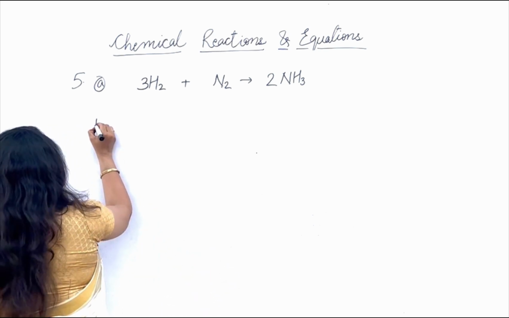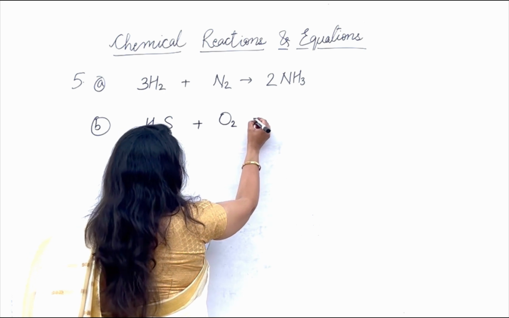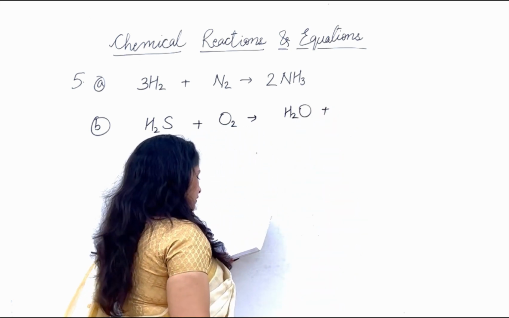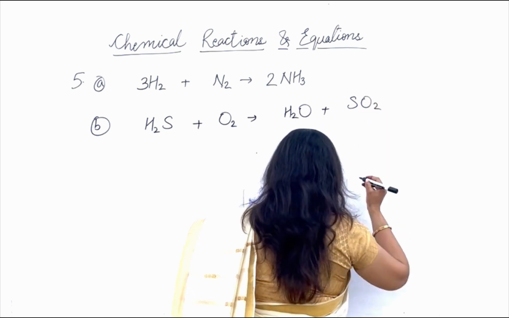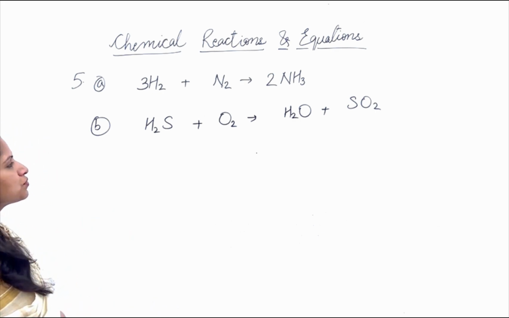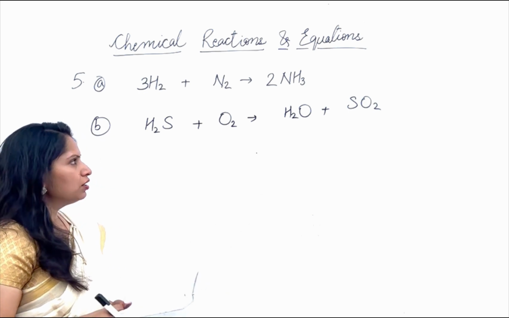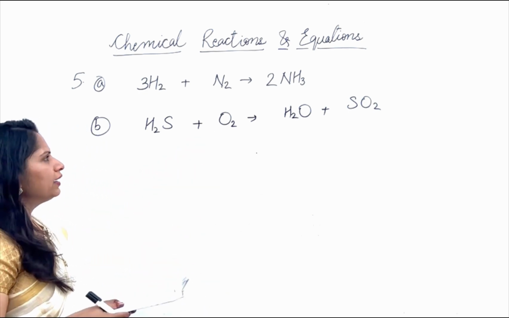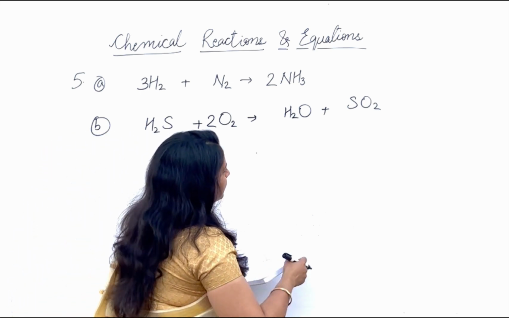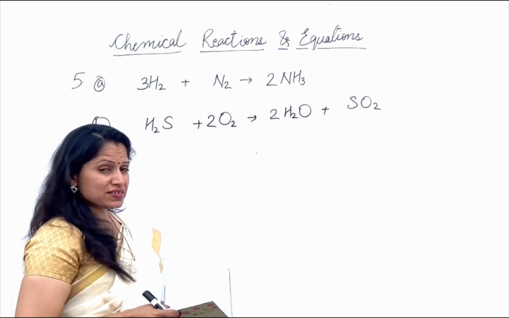Now, the second one is hydrogen sulfide, H2S, combines with oxygen, O2, to form water, H2O, and sulfur dioxide. In this reaction, first let's balance the equation. On this side I have 2 oxygen atoms and on this side I have 3 oxygen atoms. Let's make it at least 2. Try with that, and if it doesn't work out, we'll make 3. Now I have 4 oxygen atoms this side, and this side I have just 3. To make it 4, let me multiply this also with 2. Let's see if it works out.